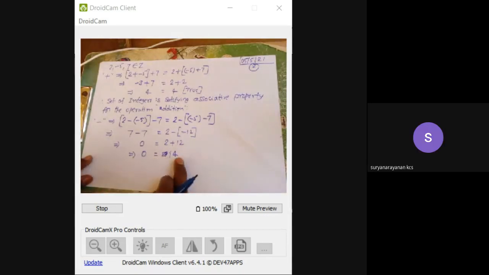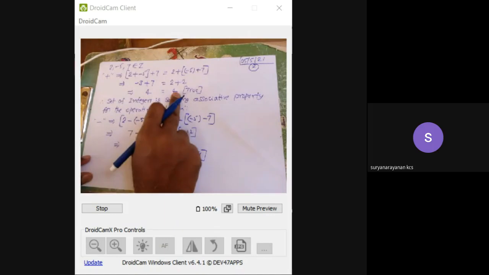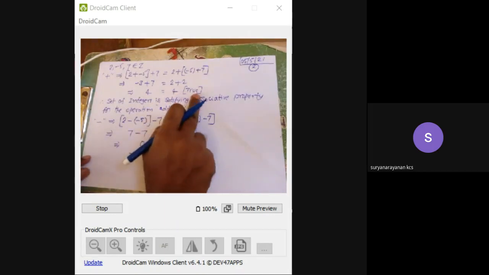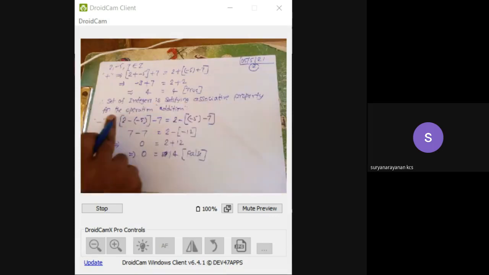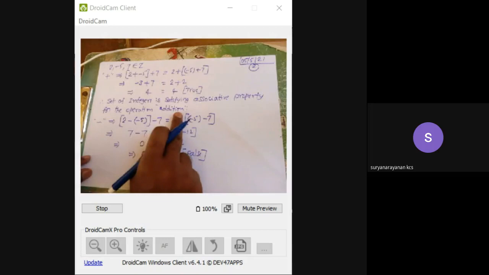Is this last sentence a true statement? No, sir. Finally, we got a false statement. But whereas in the operation addition, we got a true statement. That is why we said the set of integers satisfies the associative property for the operation addition.